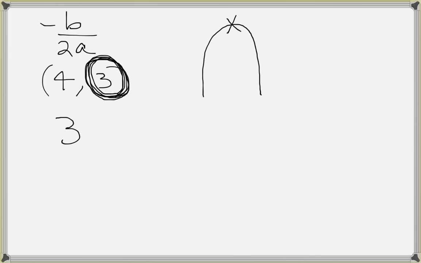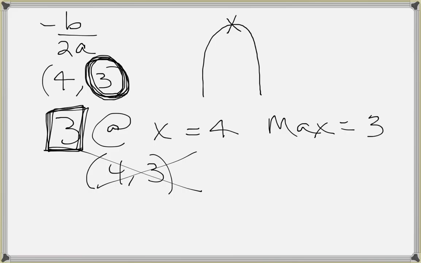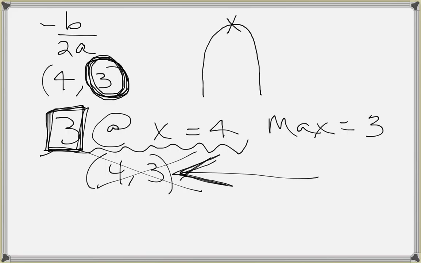You could also do it this way. You could say 3 at x equals 4. You do not write the ordered pair. By definition, the ordered pair is the vertex. The minimum and maximum are written in terms of the y value, the k value here. So you would say max equals 3, or max equals 3 at x equals 4. Do not write the ordered pair. So that's how we do minimum and maximum.